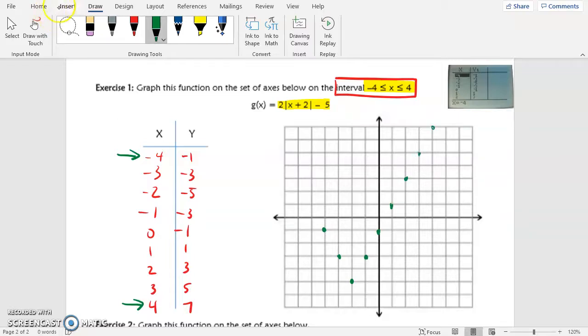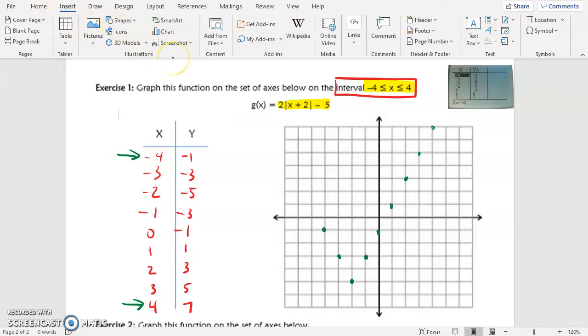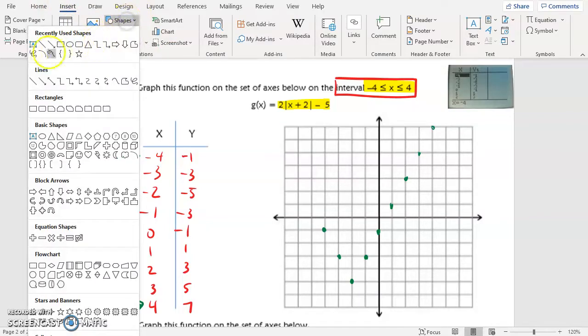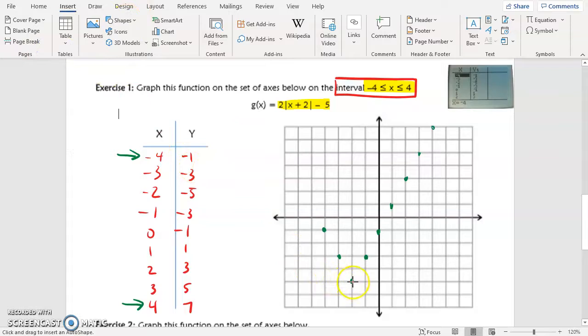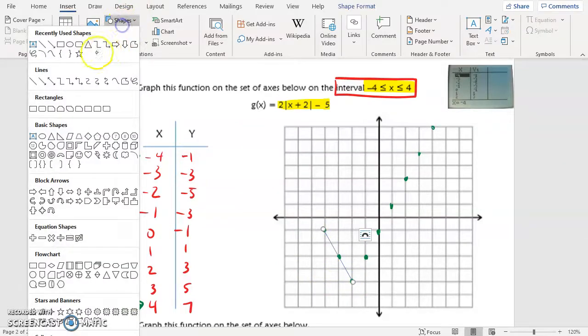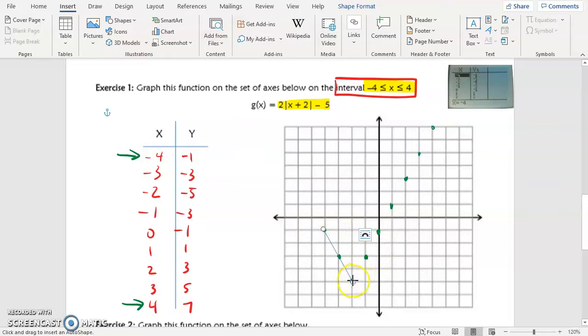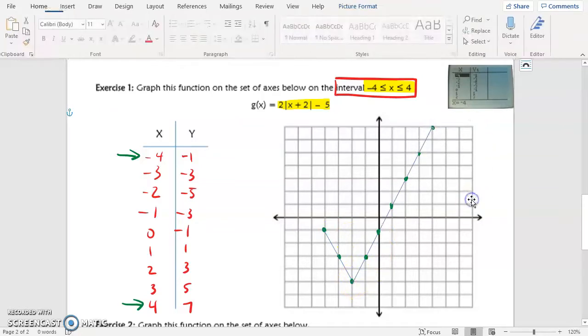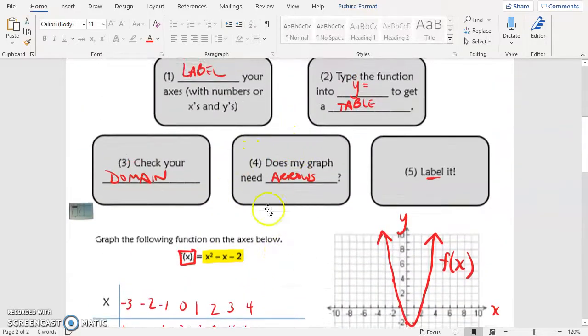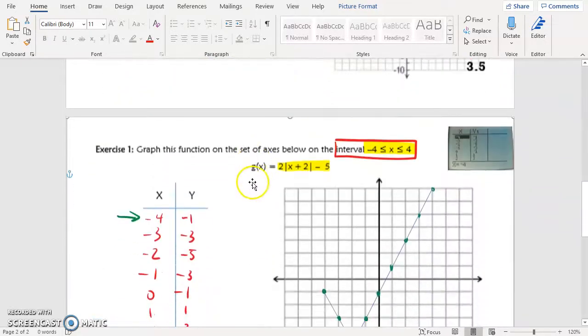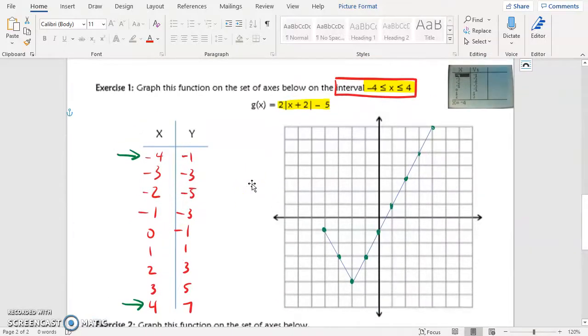Now in this case, again, I see that it kind of looks like a check mark with those straight lines. So I will need to connect those dots with straight lines, certainly. Like so. And we're going to deal with arrows in just a minute. But there's my straight lines connected. Now the question is, does this graph need arrows? And this is a question you should always ask yourself. And the answer to this one is no.